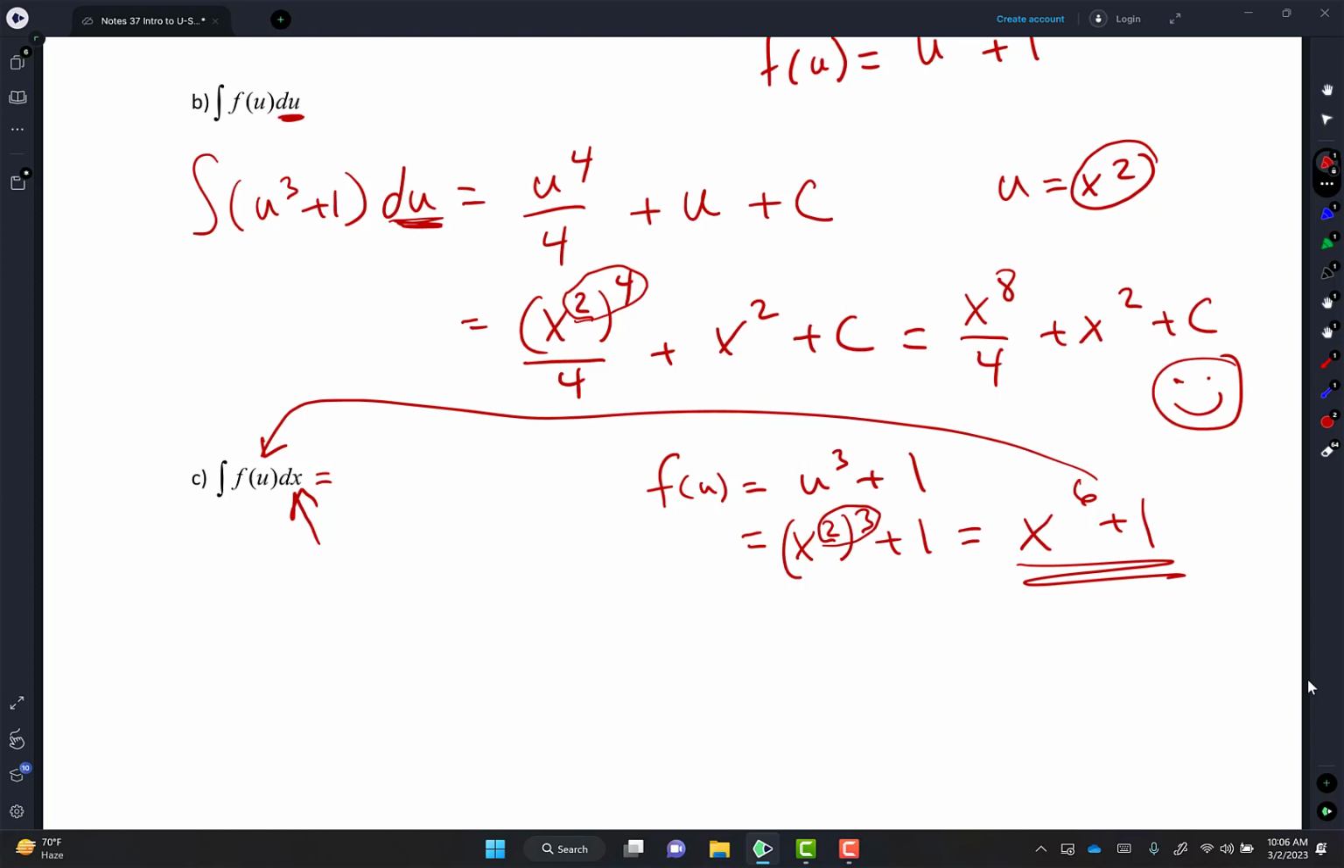But why did we do that? Because it says f of u dx. This is f of u. And then I plugged in, this is like a composite function, f of g. So u is x squared. So in terms of x, it's going to be x to the 6 plus 1. But why are we plugging in x right here? Because this wants me to integrate with respect to x. But like there, we didn't plug in x until after. Correct, because this one wanted me to integrate with respect to u.